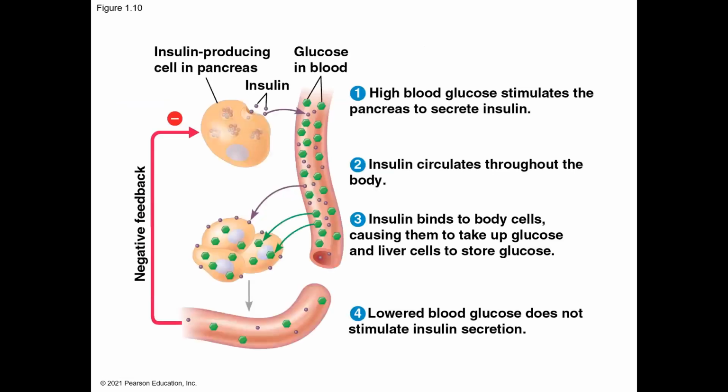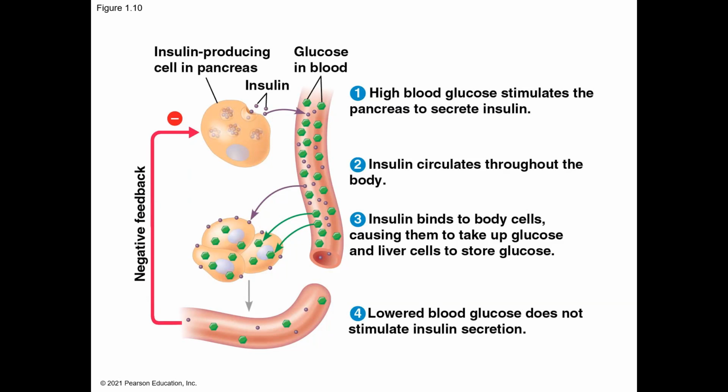So let me give you an example of negative feedback, which I use all the time. It is blood glucose and insulin. As high blood glucose levels increase, it will trigger the pancreas to secrete insulin. Insulin will circulate throughout the body, and then insulin binds to the body cells, which causes them to be able to take up the glucose that is in the blood. And so, as they are taking in the glucose, it causes your blood sugar to drop back down to normal levels. And this happens every time you eat.